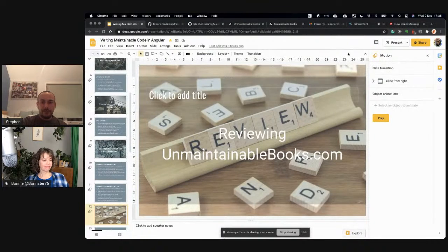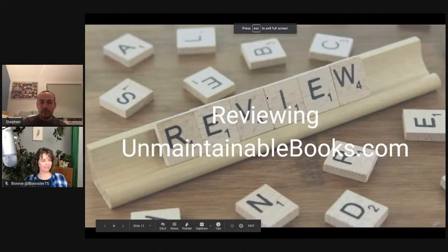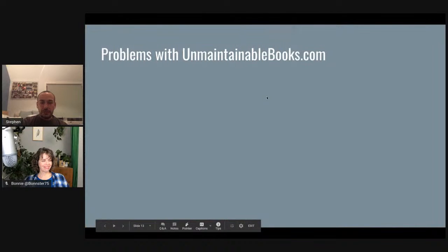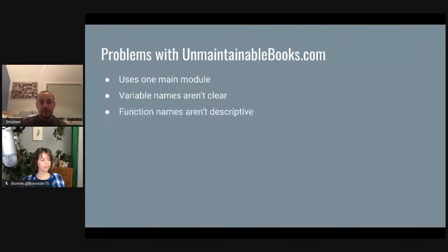Okay, so I'm going to go back to here and carry on going through this. So let's just go through what's in the problems with unmaintainable code. Again, as we saw, using one module that has everything in there can be really messy. Variable names weren't clear. We had things like data, more details, data. That wasn't very clear what it was. I didn't know what was going on if I came to this. Function names weren't descriptive. Get data never helps anyone and should never be used.